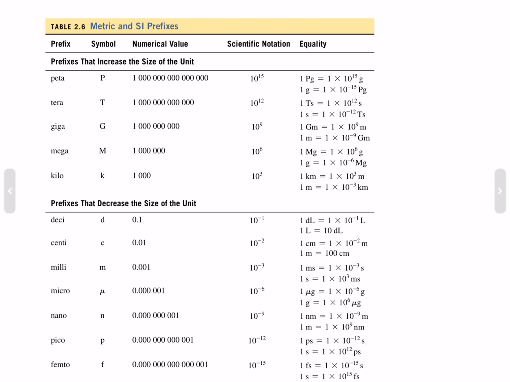Something smaller than 1, deci, is 1/10 of a unit, 10 to the negative 1. Centi is 100th of a unit, 10 to the negative 2. Milli is 1,000th of a unit, 10 to the negative 3. Micro is 1,000,000th of a unit, 10 to the negative 6. Nano is 1,000,000,000th of a unit, 10 to the negative 9. Pico is 10 to the negative 12. And femto is 10 to the negative 15. I think that's quadrillionth.